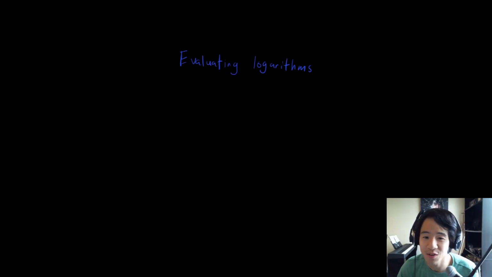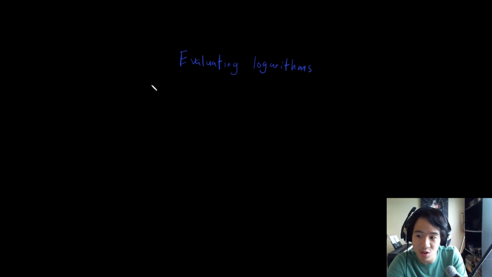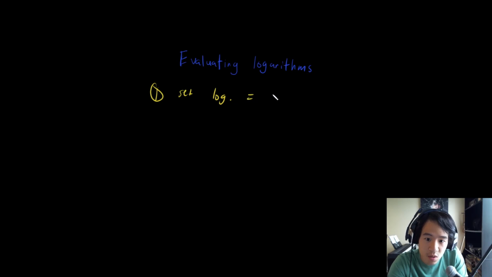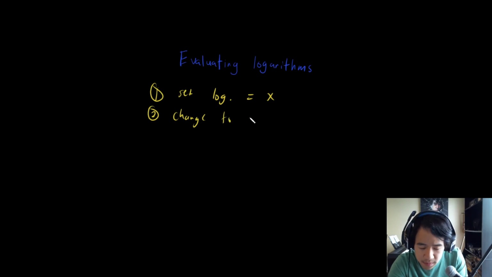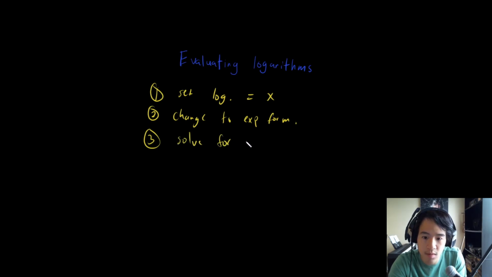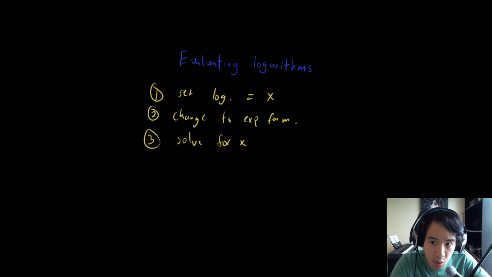We're going to learn how to evaluate logarithms. So let me just first give you some easy lemon squeezy steps. First step is we're going to set the logarithm equal to x. Step 2, we are going to change it to be an exponential. Then lastly, you're going to solve for x. So we're going to see what that means right here.